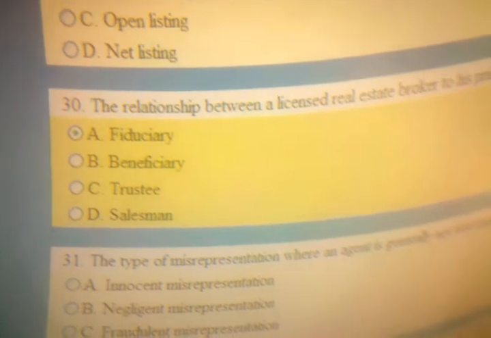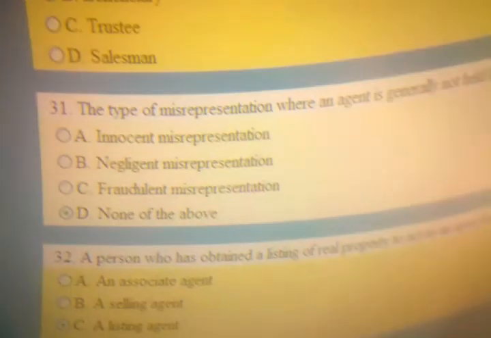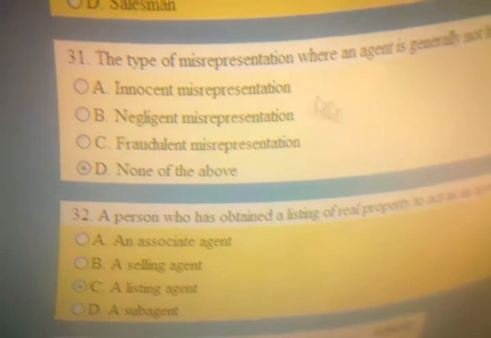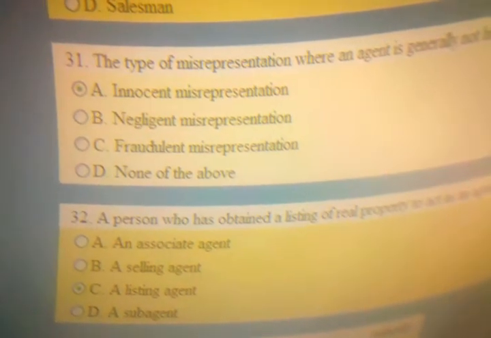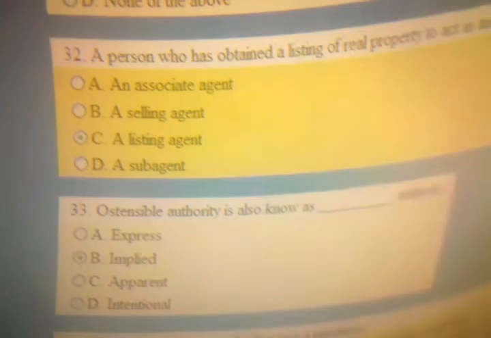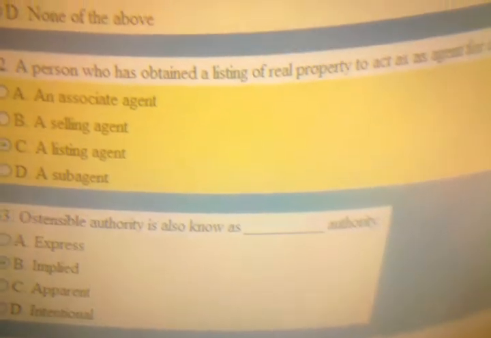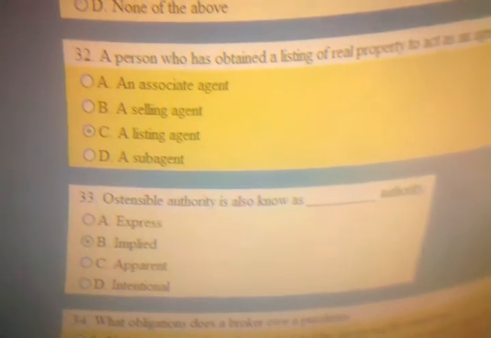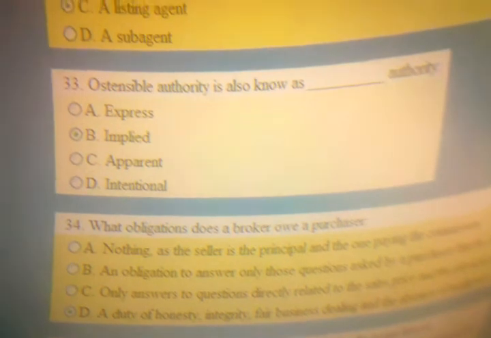Regardless. The relationship between a licensee real estate broker to his principal is that of a fiduciary. The type of misrepresentation where an agent is generally not held legally liable for a statement, not held legally liable. Innocent misrepresentation. A person who has obtained a listing of real property to act as an agent for compensation would be listing agent. Ostensible authority is known as implied.